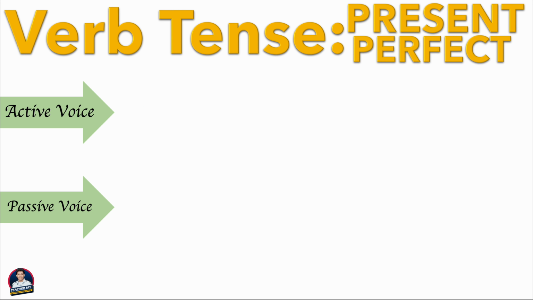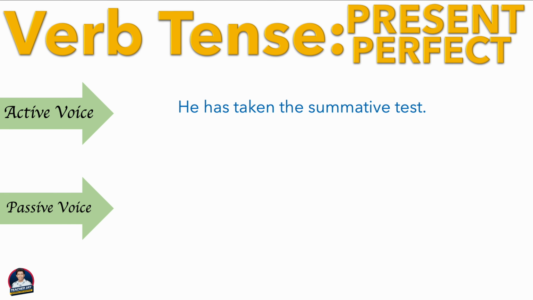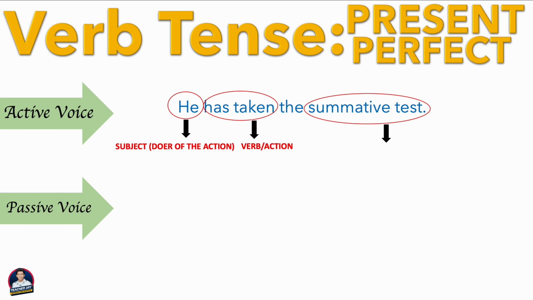Let's have another example of an active voice using the present perfect tense of the verb. He has taken the summative test. In this example, we have the subject he, the one performing the action, or the doer of the action, which is has taken. So that's our verb or action. And summative test is the one that receives the action, or direct object. It answers the question, what has he taken? And the answer is, he has taken the summative test.